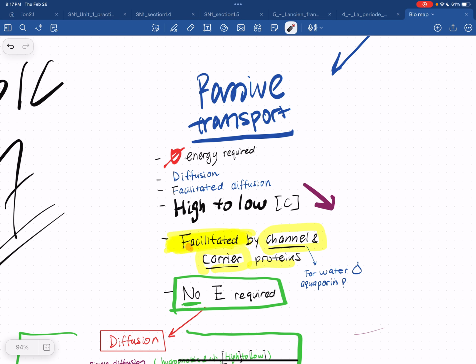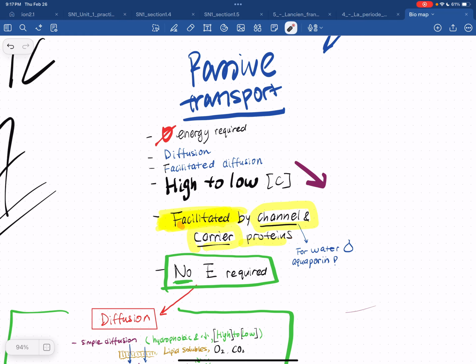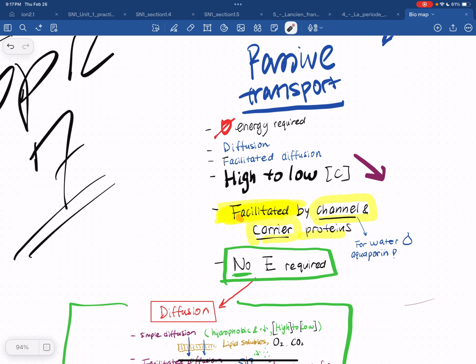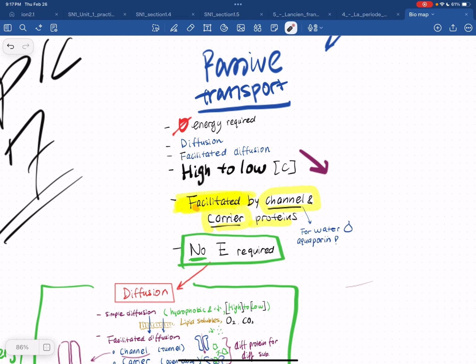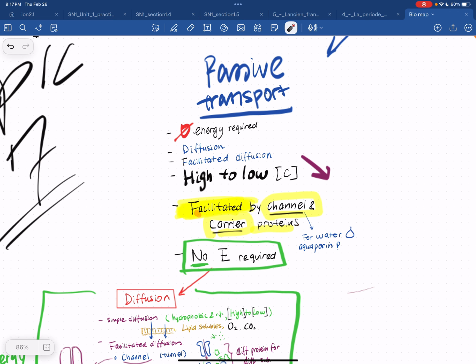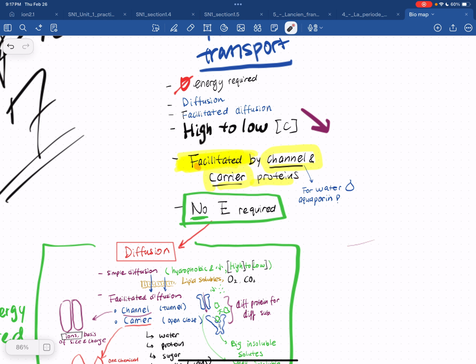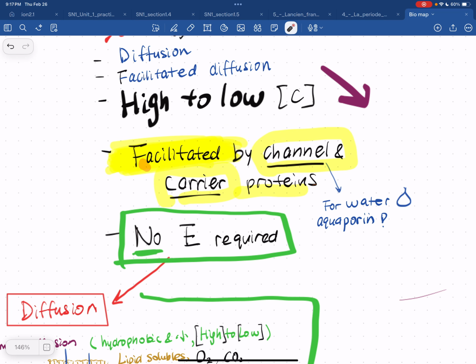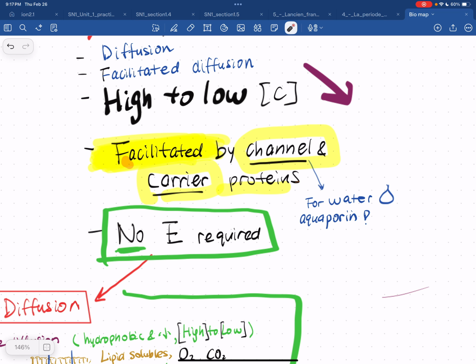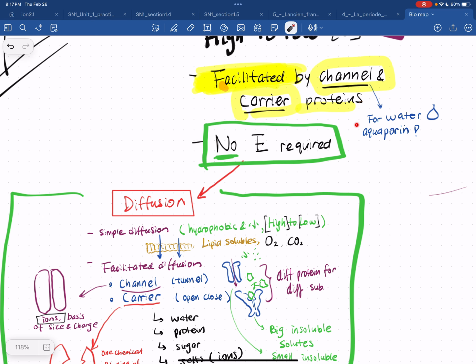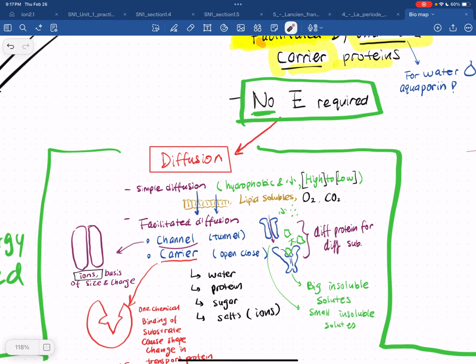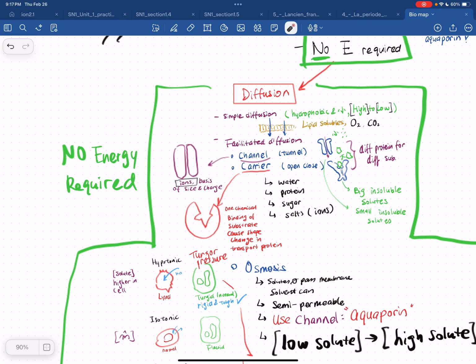So passive transport does not require energy, and it's usually facilitated diffusion, meaning there are some devices that can be used. And this passive transport is only for going from high to low concentration. Going down the concentration is always passive transport, and it requires no energy because it's just spontaneous. And it could be facilitated, so facilitated diffusion instead of simple diffusion, facilitated by channel and carrier proteins. And we're going to see what that is. For example, aquaporin for letting water in. So no energy is required. Keep that in mind.